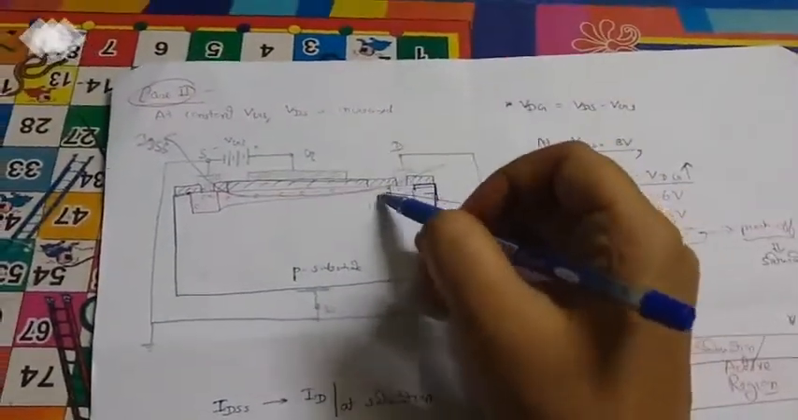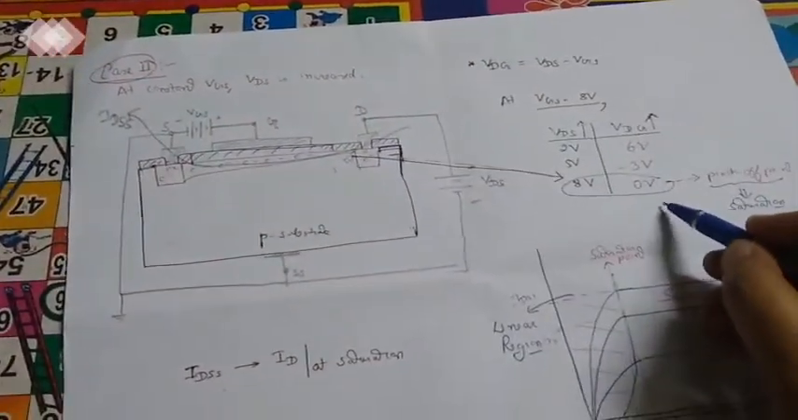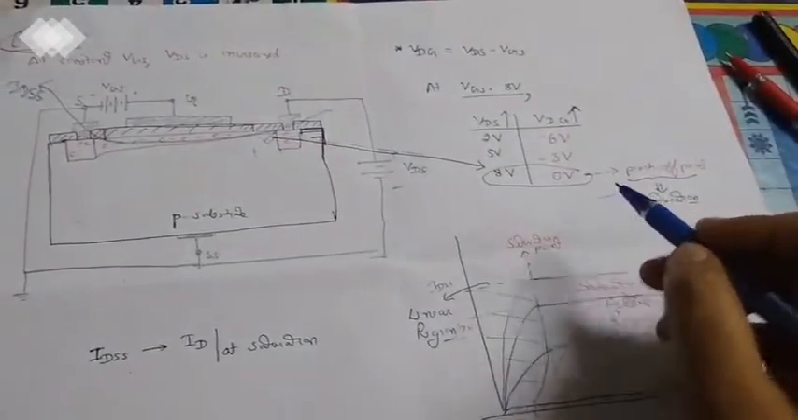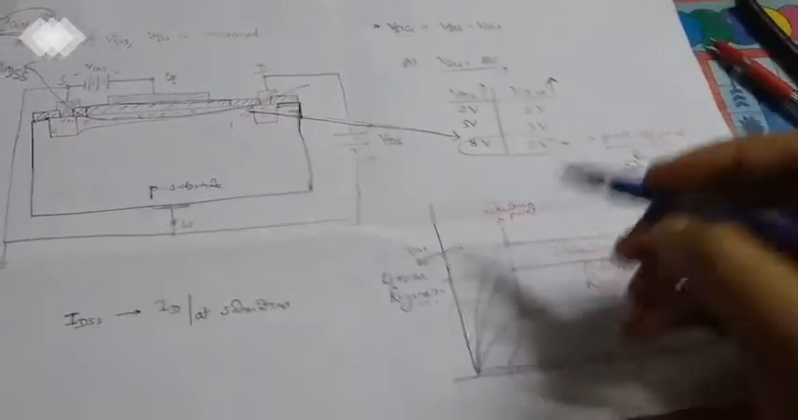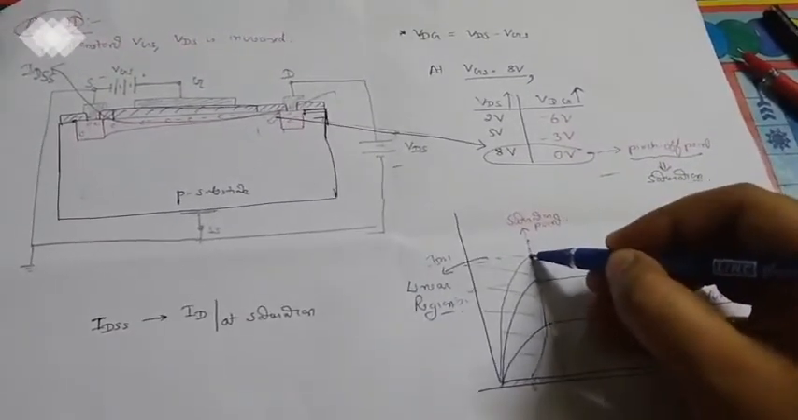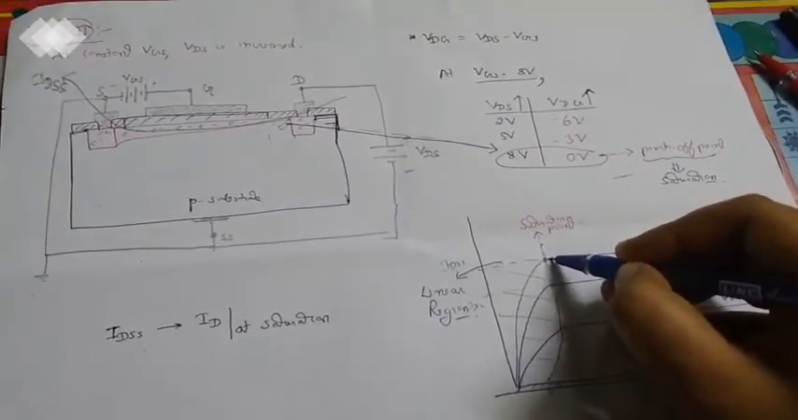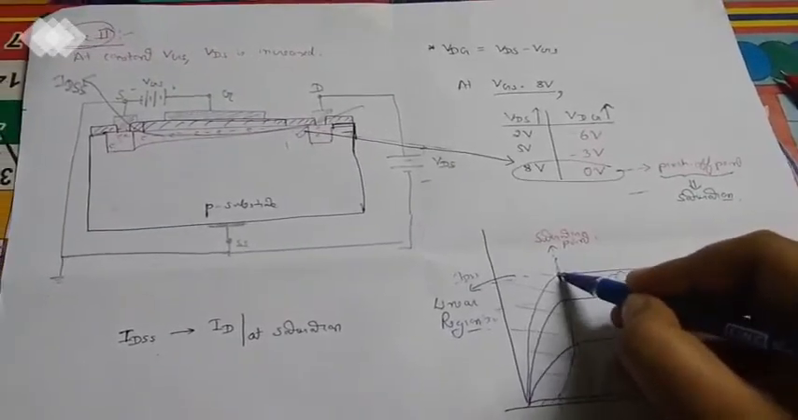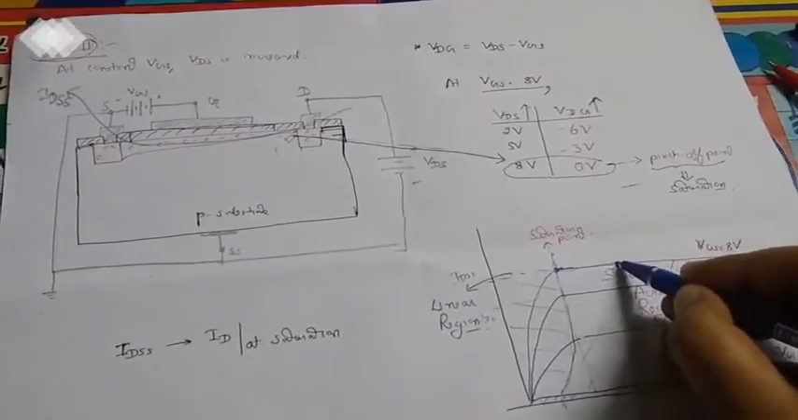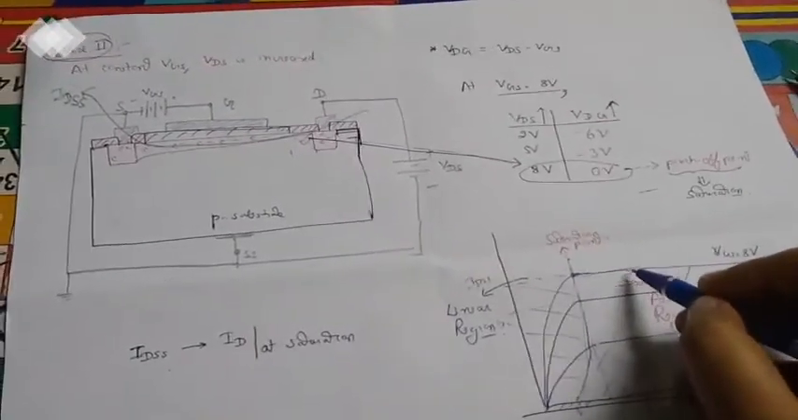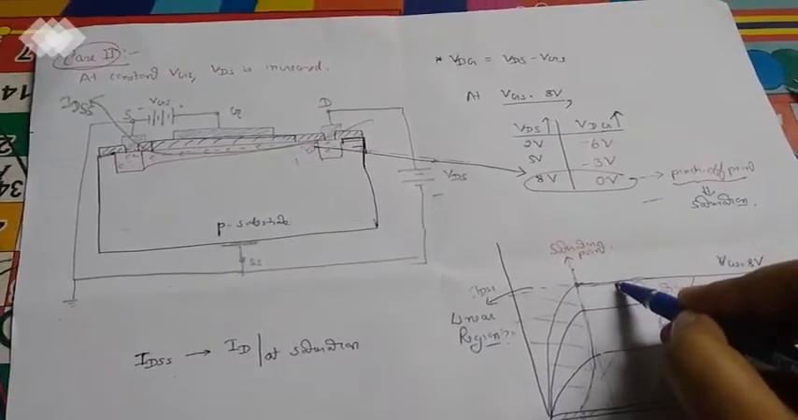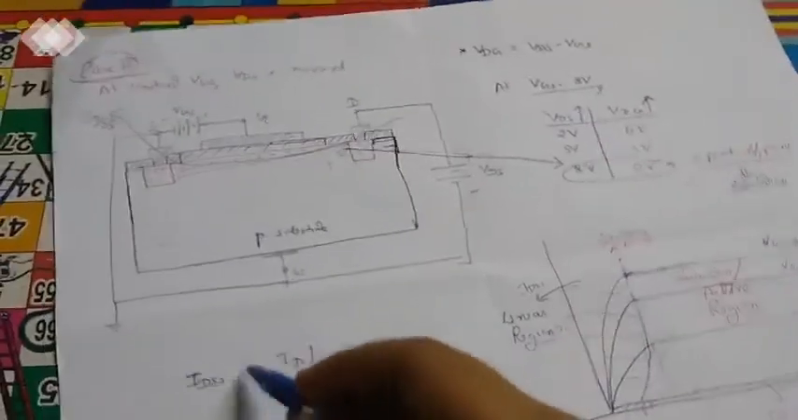At this point VDG becomes 0, and this is called the pinch off point. At the point where VDG has reached 0, the current will no longer increase. So this is that point. After this, the current will no longer increase. However much we increase VDS, the current will remain at this value and stay constant. So we say that the current is saturated, and this value of current is known as saturation current, or in short IDSS.